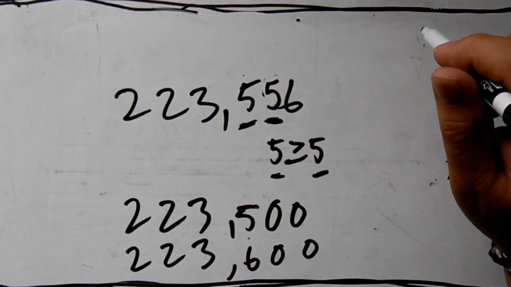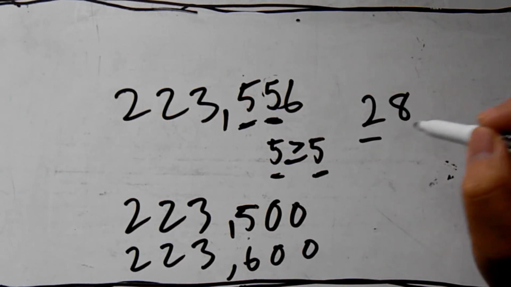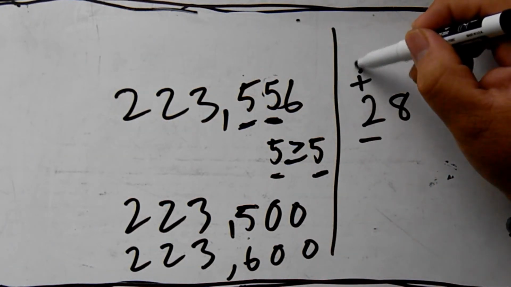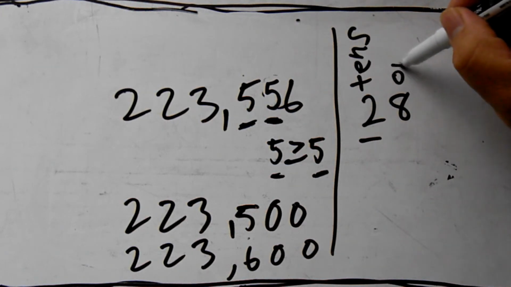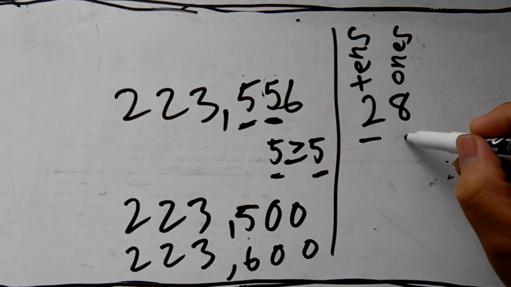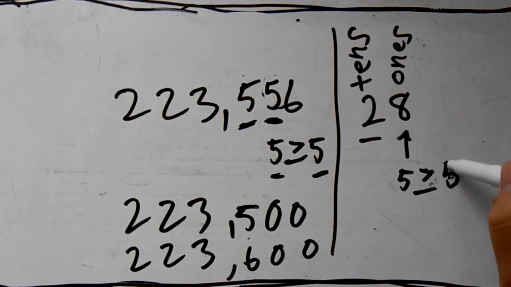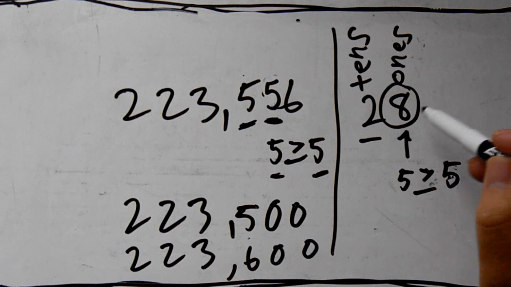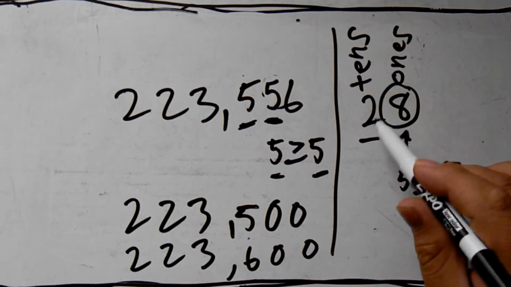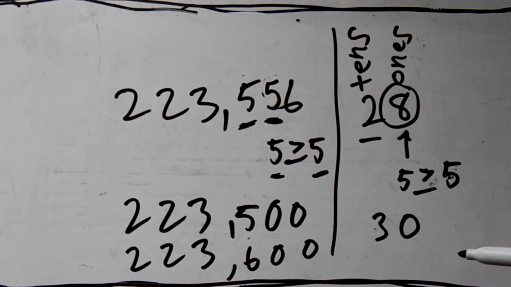Let's do an example. Say we want to round this number to the nearest tens. Remember, this is the ones. So tens and ones. We have to look at this number to see if it's bigger or smaller than 5. As we can see, it's actually bigger than 5. So we would have to round it to the nearest 3. There you go. And that's rounding.